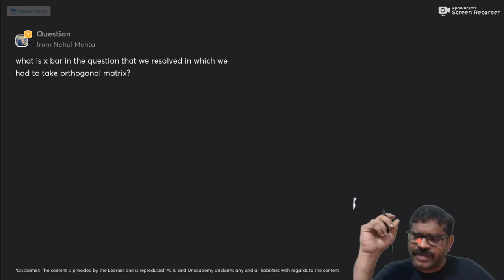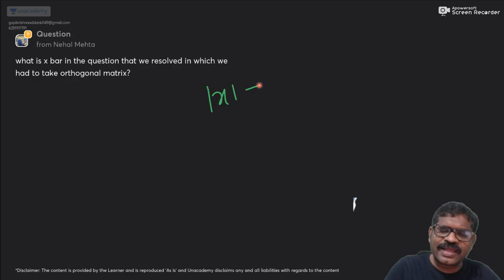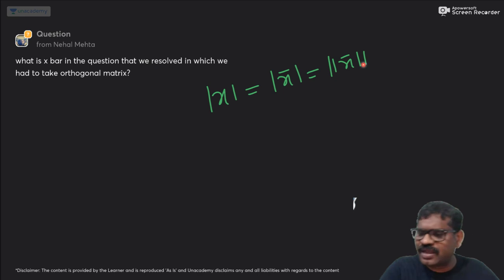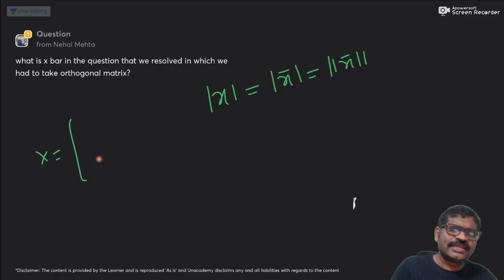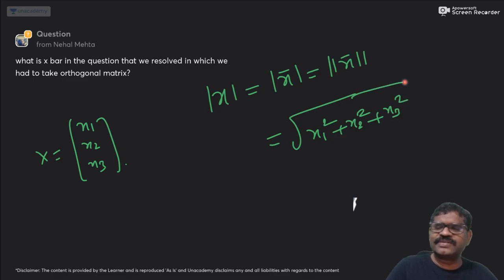Norm or mod, both are same. For an n-dimensional vector, we represent it by norm. For a 3-dimensional vector, we represent it by mod. Underlying concept is same. Mod x or mod x bar or norm x bar, all are equal. You just have to calculate length. Suppose x is x1, x2, x3. Then norm x is square root of x1 square plus x2 square plus x3 square. That is the meaning.